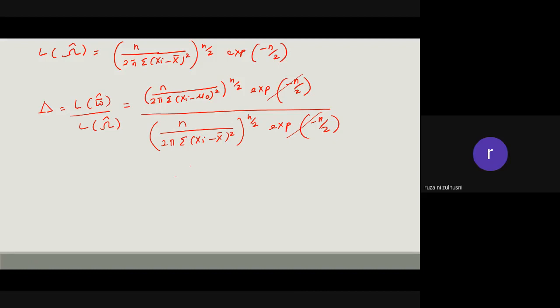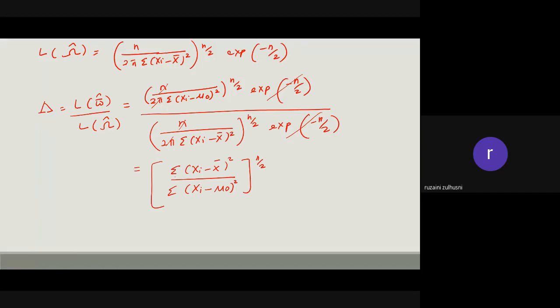Okay, so now this is also the same. You have n over 2 pi, n over 2 pi, n over 2 pi, n over 2 pi, so cancel out. So rewrite it again. Simplify, right? So summation xi minus x bar square over summation xi minus mu naught square, all to the power n over 2. Okay, so I already simplified. Then I get summation xi minus x bar square over summation xi minus mu naught square.